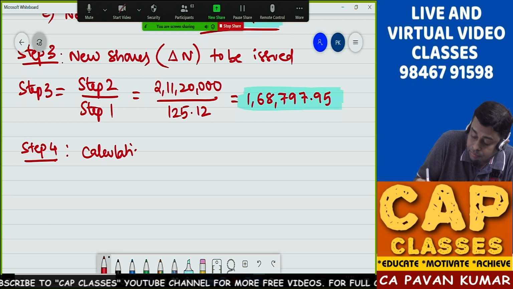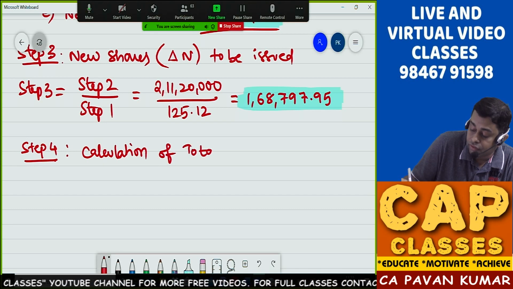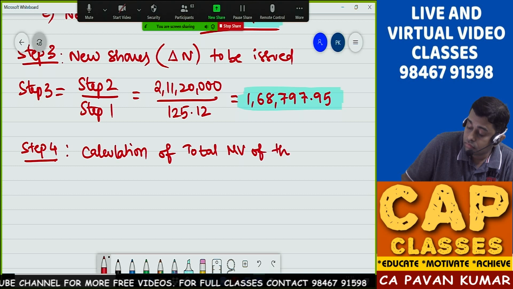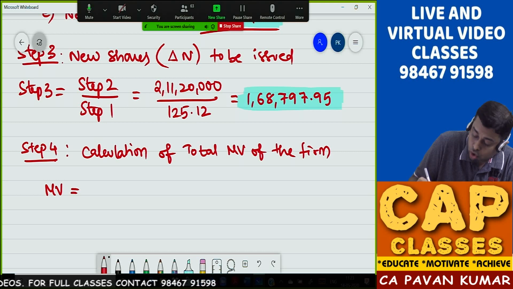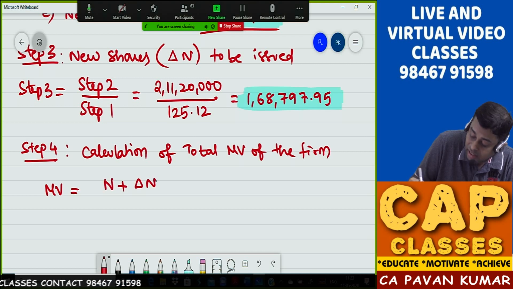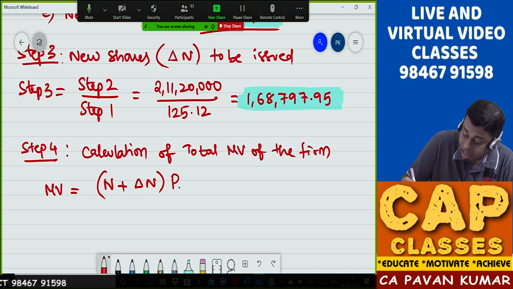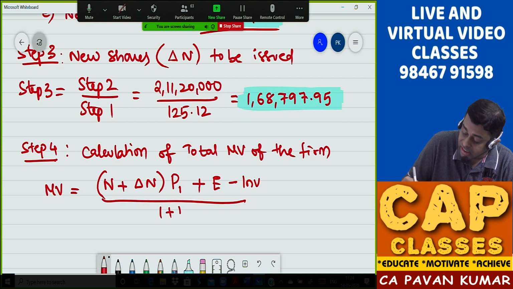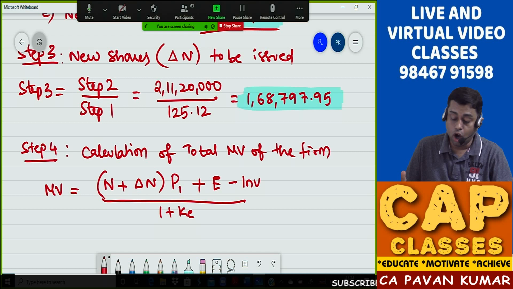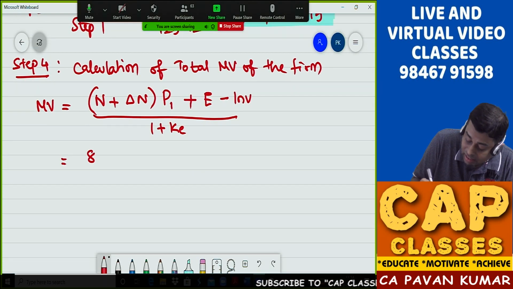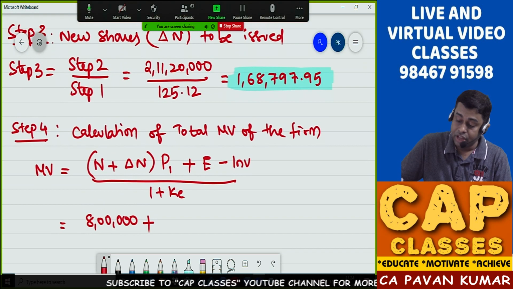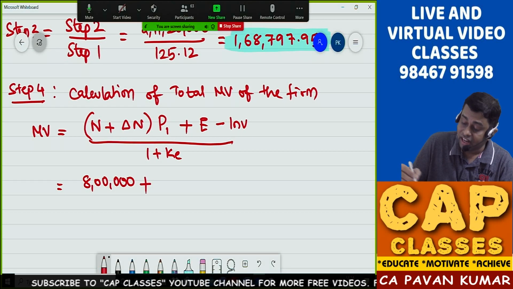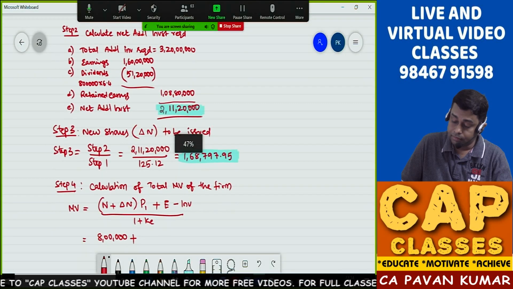Calculation of total market value of the firm. Market value of the firm is equal to, do you remember? Take n, add delta n, you will get total number of shares. Multiply with P1, add earnings, subtract investment, divided by 1 plus KE. Okay, so how many number of shares are there? In the question they said they have 8 lakh shares, plus new shares we issued in step 3. How many new shares we issued? 1,68,797.95.